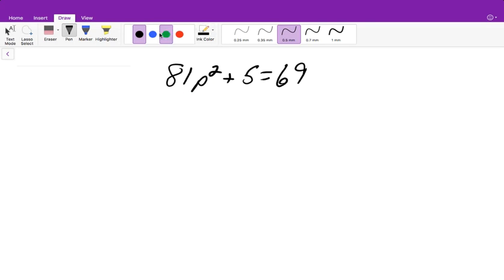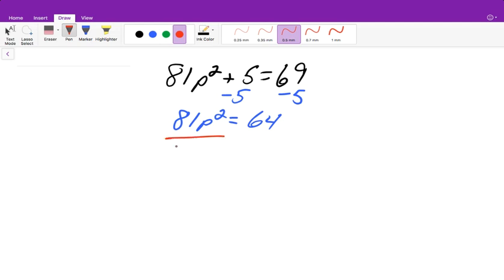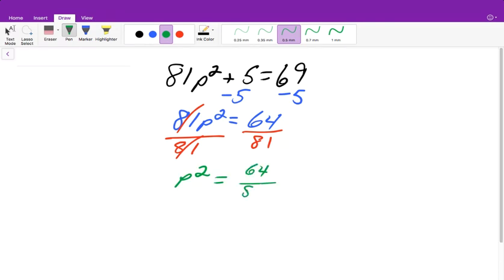All right, so now we have 81p squared plus 5 is equal to 69. So we will subtract over the 5. And now we'll get 81p squared is equal to 64. Now we're going to go ahead and isolate our variable. So we need to divide by 81. And what we do to one side, we have to do to the other. So it's going to be p squared is equal to 64 over 81.